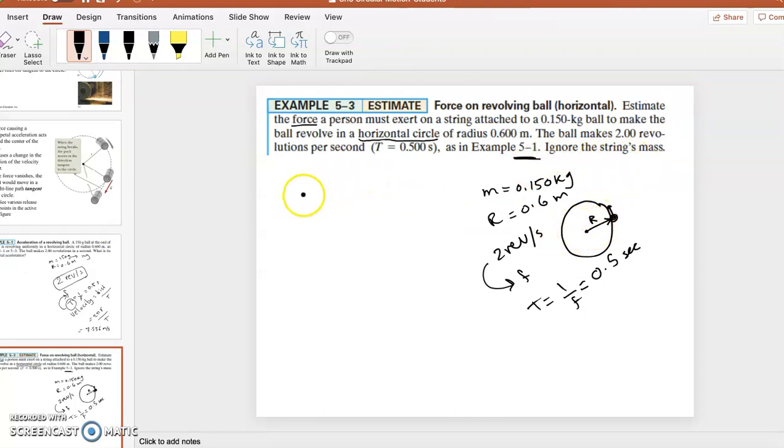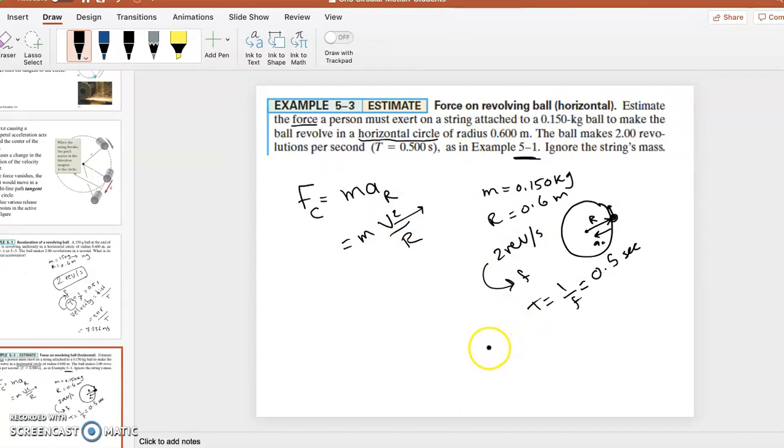So the force is simply m a_r. Where is a_r? It's towards the center. So what is the force that is keeping this ball in a circular path? It's the centripetal force, right? So what is the centripetal or radial acceleration? F equals m v squared over r. We have already calculated this v from example 5.1.